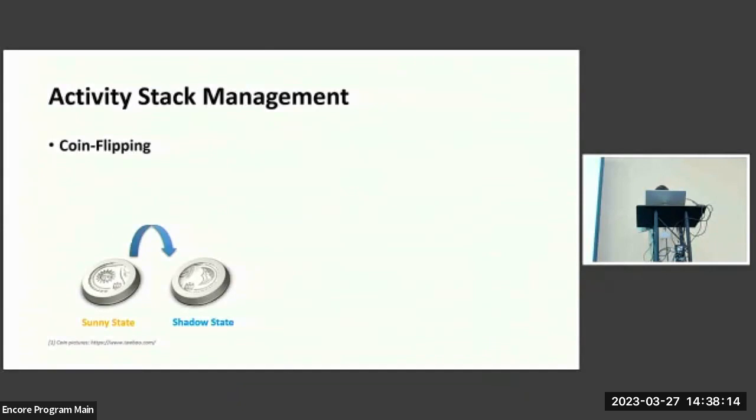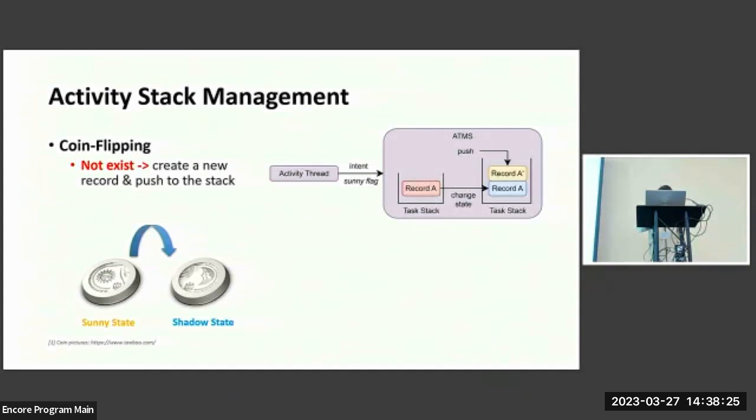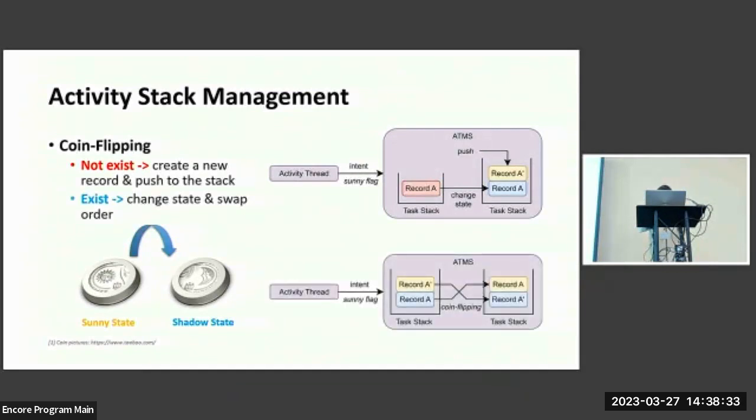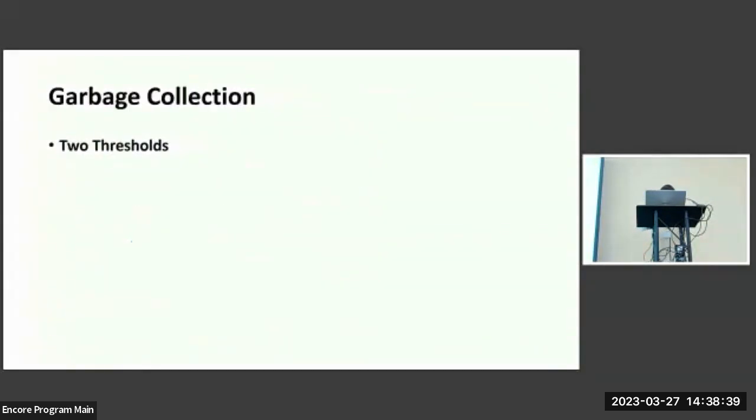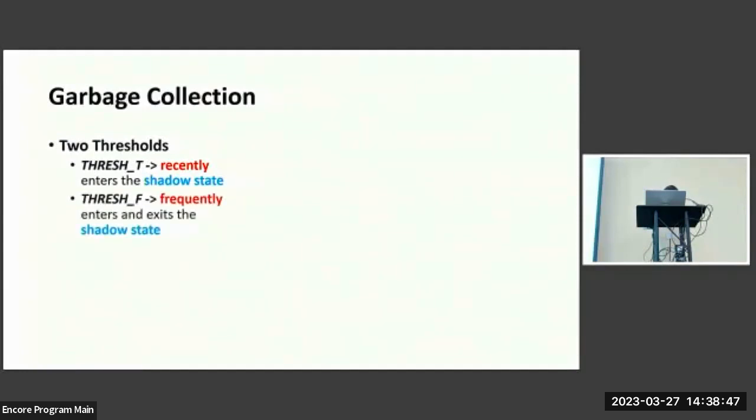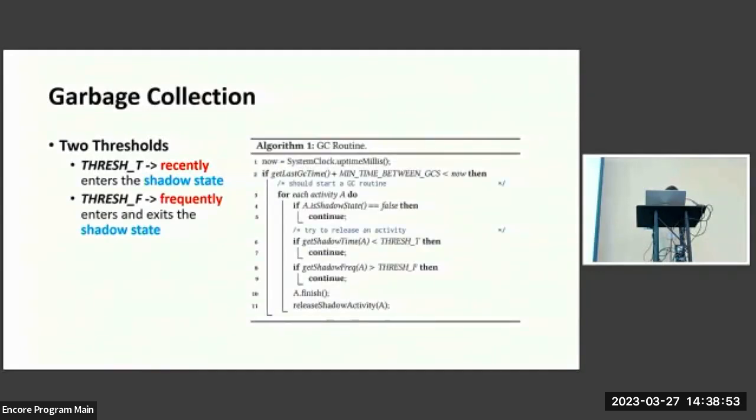And then for the activity stack management, we propose a coin flipping based activity stack management to minimize the time. So we always try to find a shadow state activity that is still alive. And if we can find that, we will switch it to the current top of the stack and change the state. And finally, we also propose a garbage collection based on two considerations. The activity that recently entered the shadow state should not be garbage collected. And the activity that frequently enters and exits the shadow state should not be garbage collected.